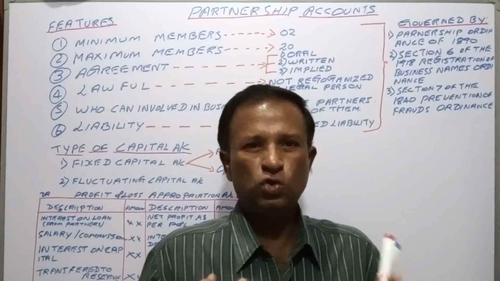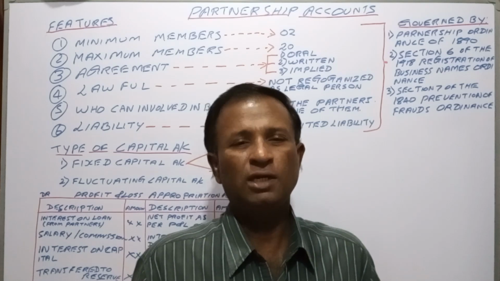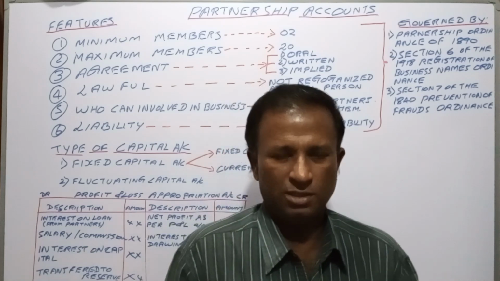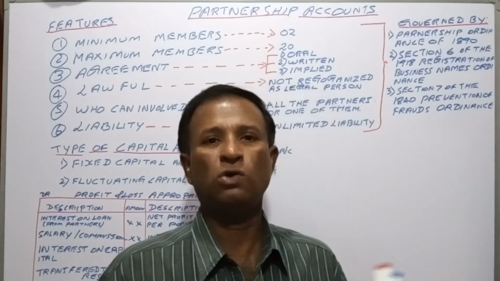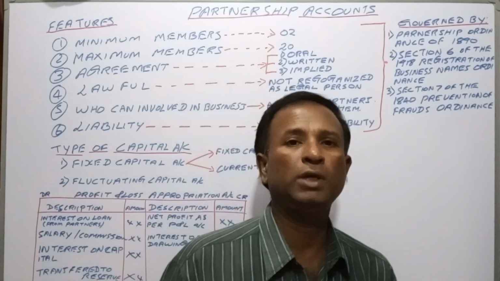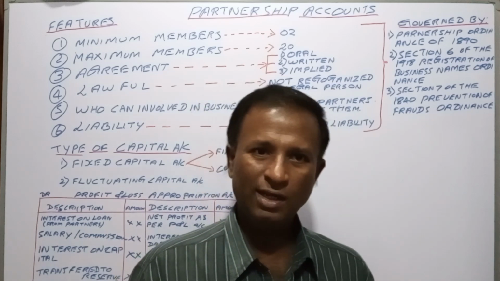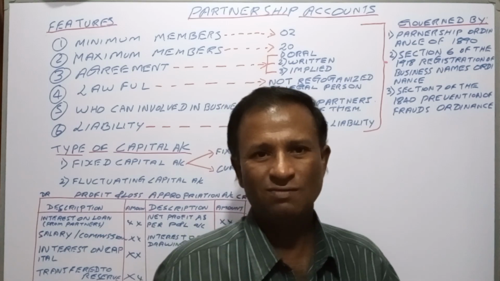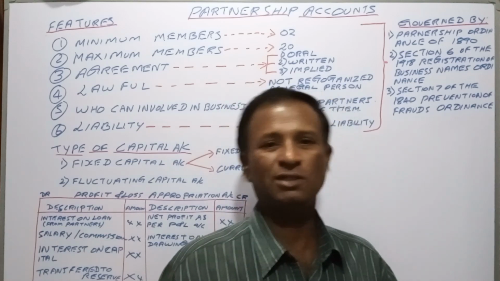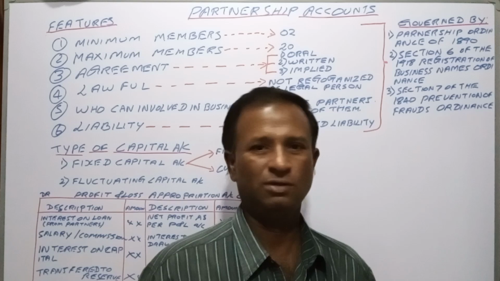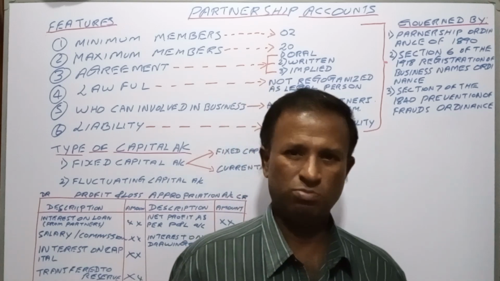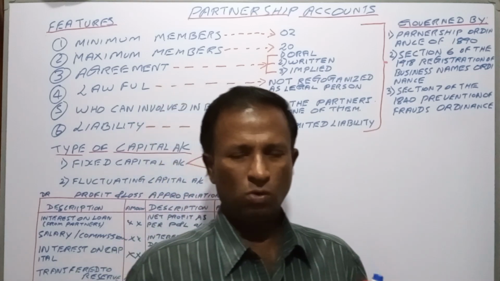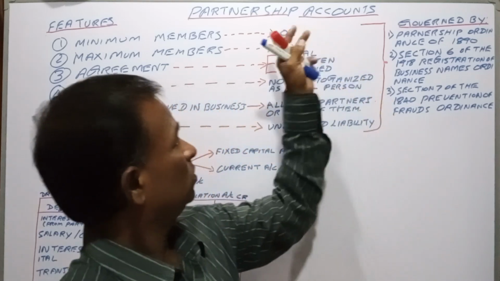minimum two people are needed for the partnership to carry out a business. You need two people to carry out a business. Minimum two people, then only the word partnership will suit. Otherwise, if there is a single person, that is sole proprietorship. So the minimum requirement is two.